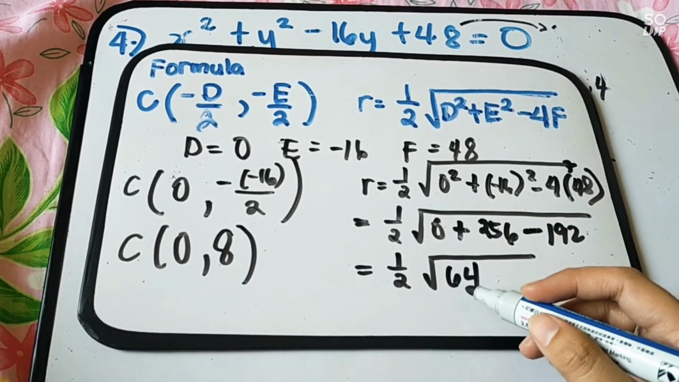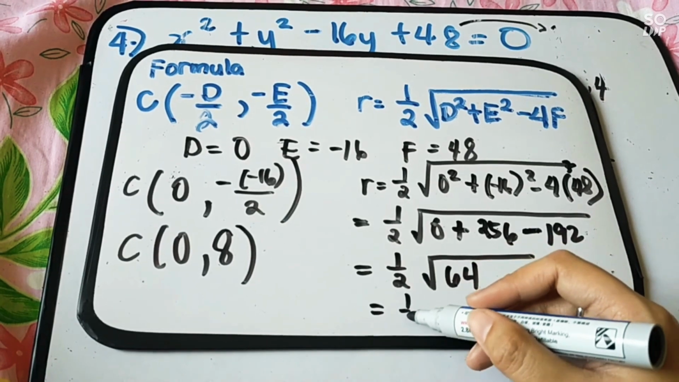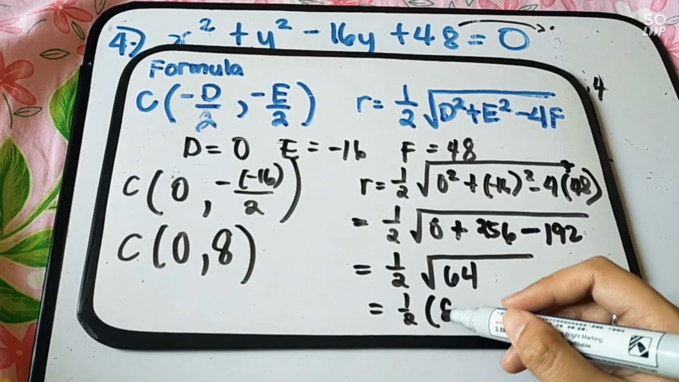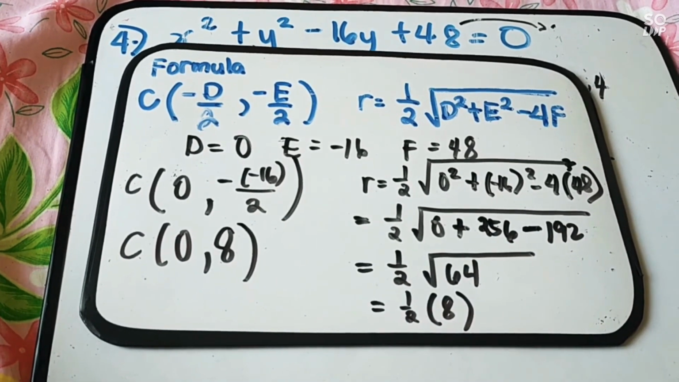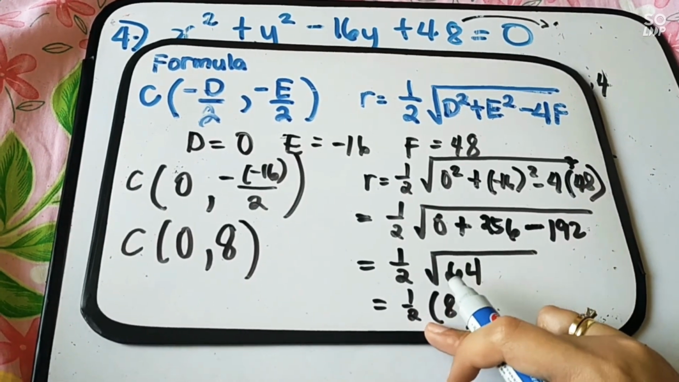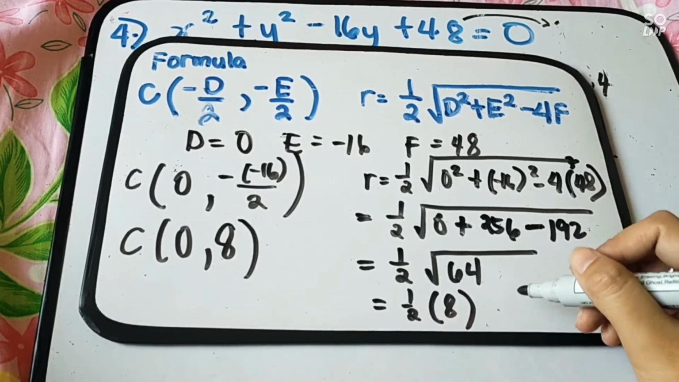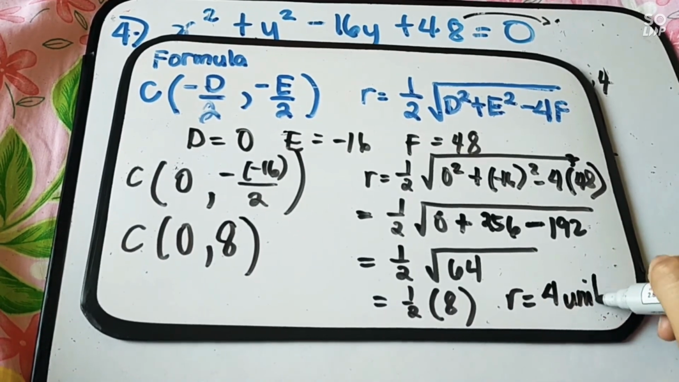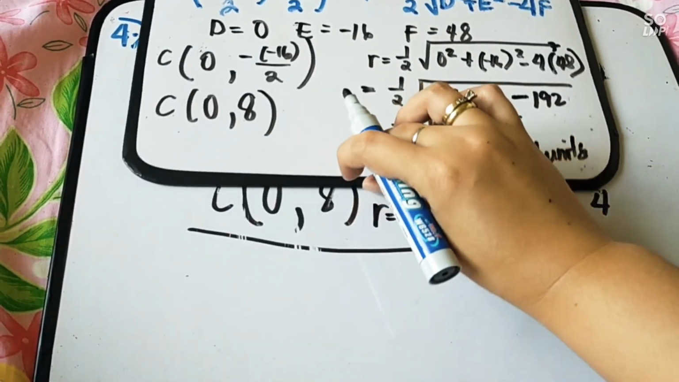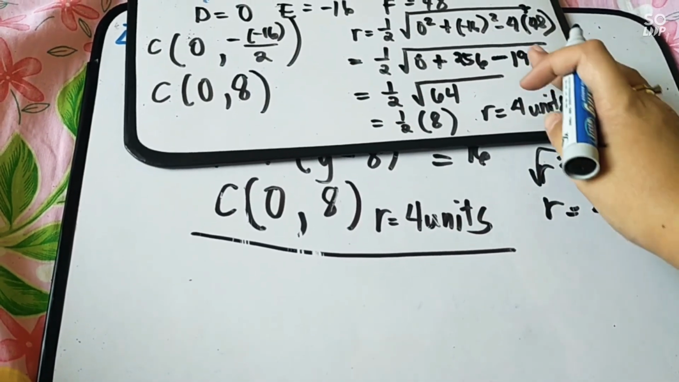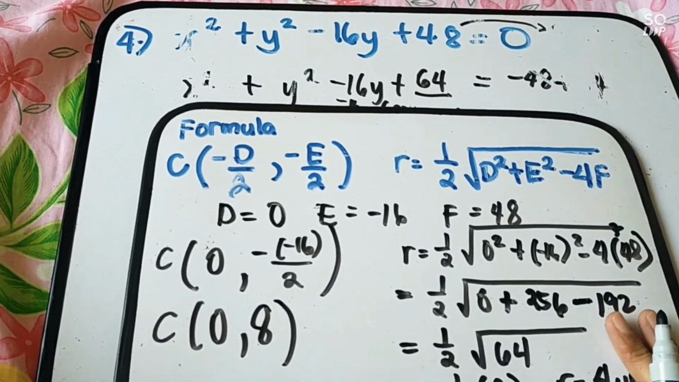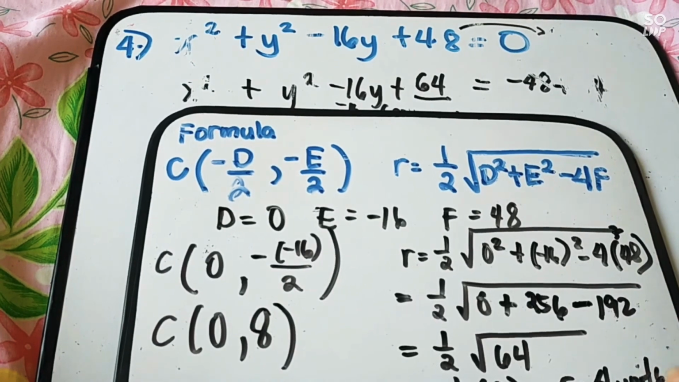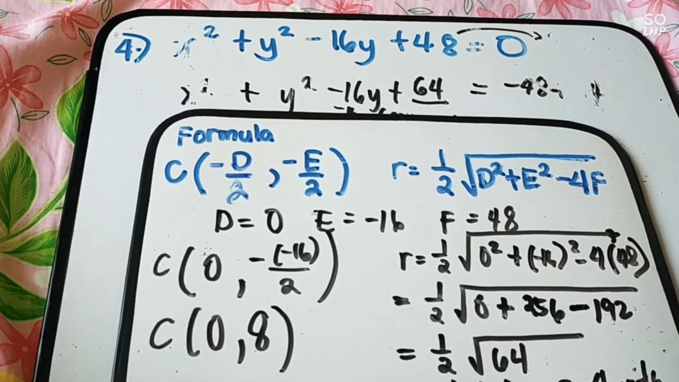Now, what is the square root of 64? So, we have here 1/2 times 8. There it is, the square root of 64. Now, what is half of 8? So, your R, we have 4 units. That is all. So, when using the formula, it also gives the same answer. So, again, it is your choice whether you will use completing the square or the formula.